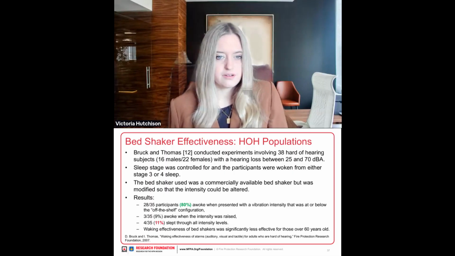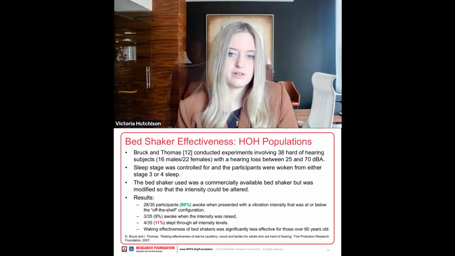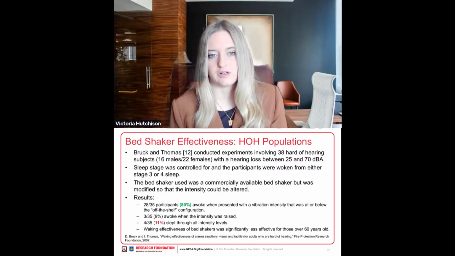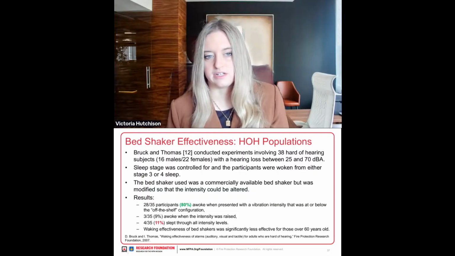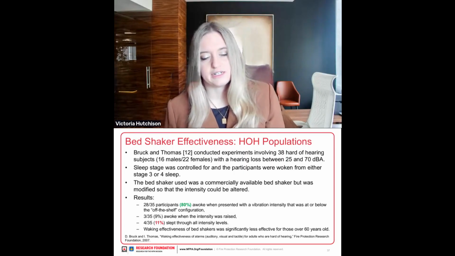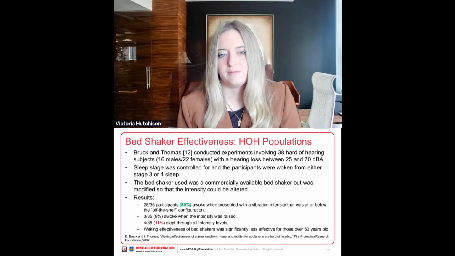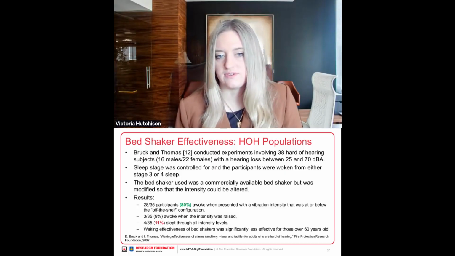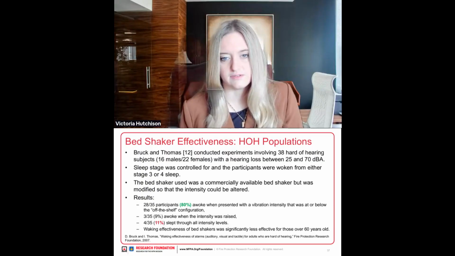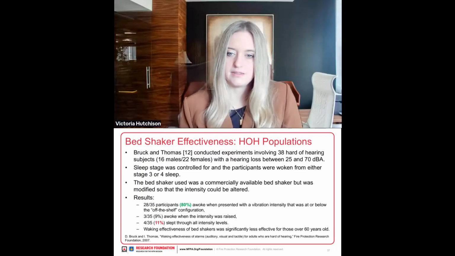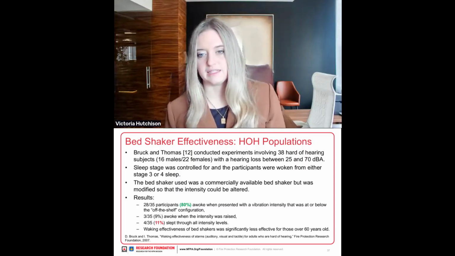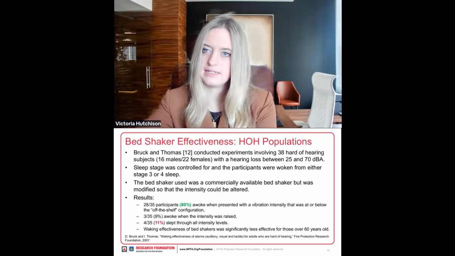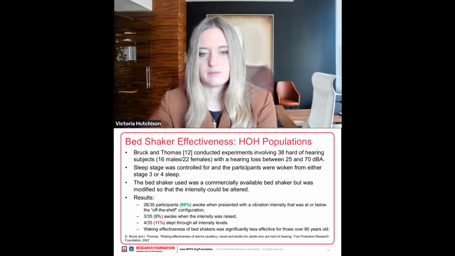So 28 of the 35 participants, about 80%, woke to the vibration intensity that came with that commercial off-the-shelf bed shaker configuration. 9%, so 3 additional folks, woke to that stimuli when the intensity was raised, but 11%, so 4 of the 35, still slept through all intensity levels. And again, as we said, it tends to be a bit less effective for older adults, and this study showed that for those over 60, the effectiveness was reduced.